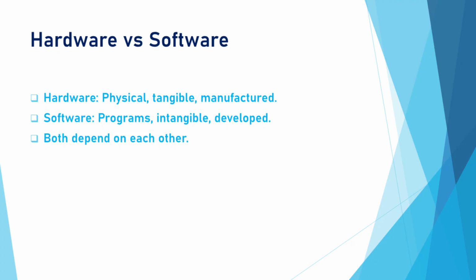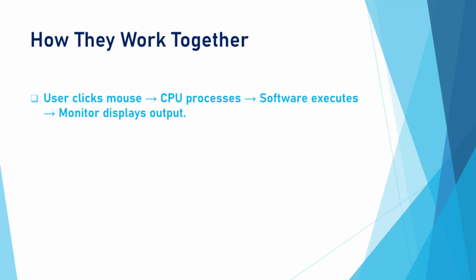Most importantly, hardware and software depend on each other. Without software, hardware is useless. Without hardware, software cannot run. Both are equally important for a computer to function according to the user's needs. Okay, so without software, there is no use of hardware, and without hardware, software cannot run. Right. They both are interrelated, interconnected with each other. So we said that hardware and software work together to make a computer useful for users.